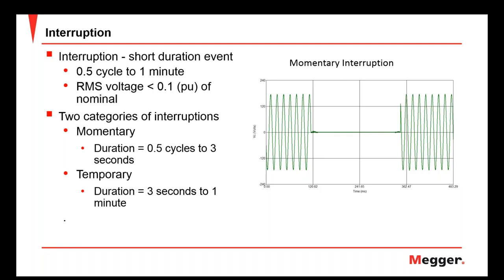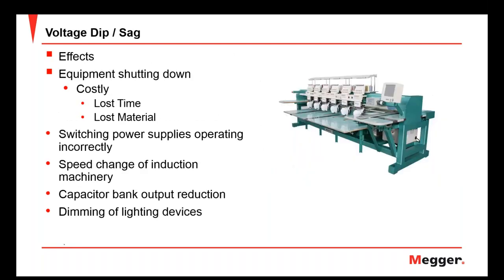And this is literally a loss of power. And that interruption will be under a minute. It will be a half cycle to a minute. And these are broken up into two categories, momentary and temporary. Momentary being half a cycle to 3 seconds. Temporary, 3 seconds to 1 minute.